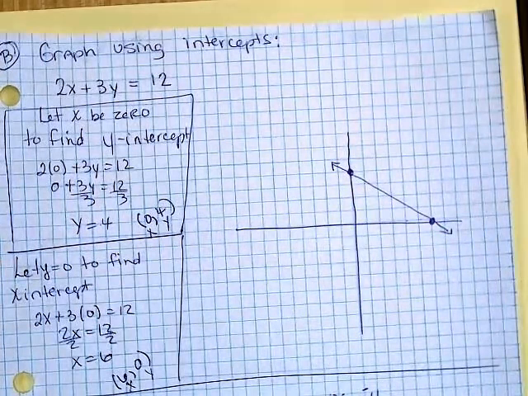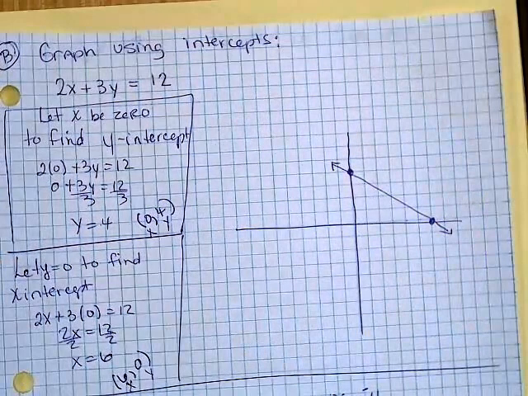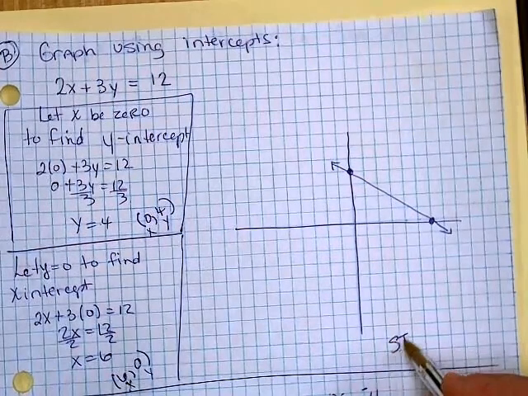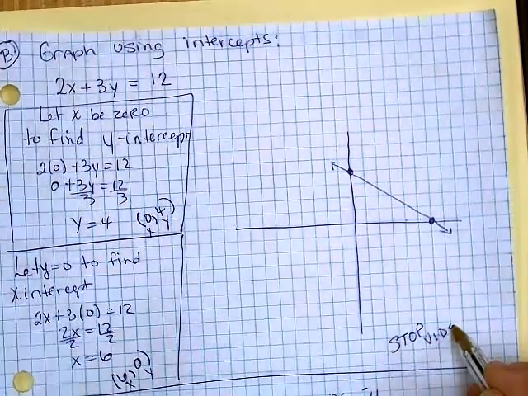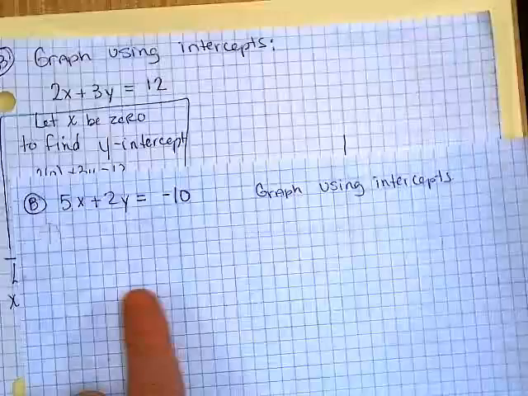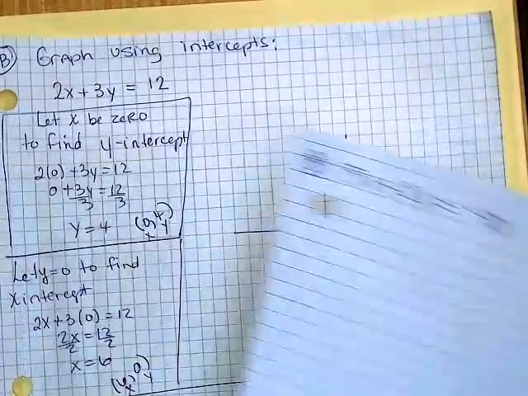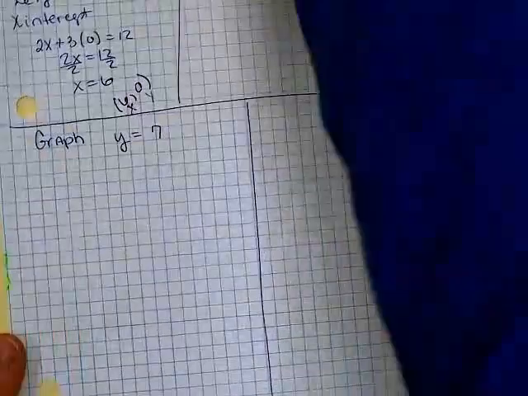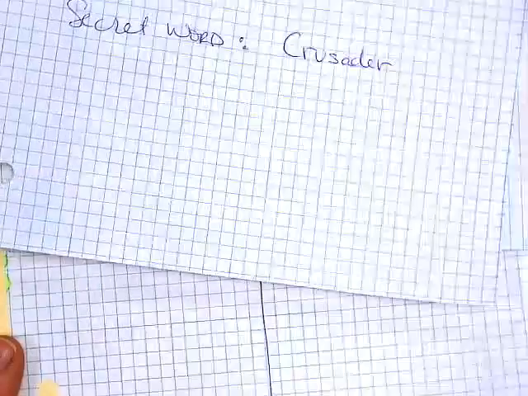Okay. So I want you to stop the video and do this practice problem the same way we just did this one. Okay, back at it again. Secret word number 2, Crusader.